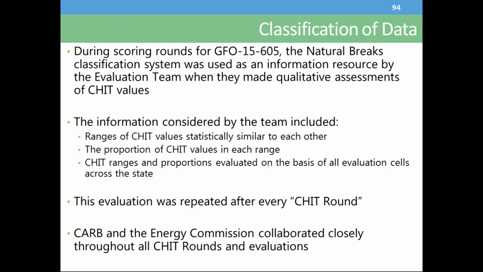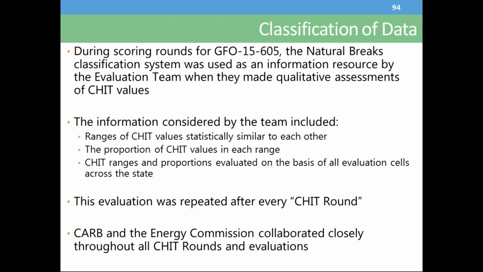So we provided that description of the distribution. So which ranges were statistically similar to each other, how many of the cells were in each of those ranges, so that the Energy Commission scoring team could evaluate for themselves how important even that was with those different numbers of location values. And those CHIT ranges and proportions were evaluated on the basis of all evaluation cells across the state. And this was repeated every single round, called a CHIT round on the NOPA.